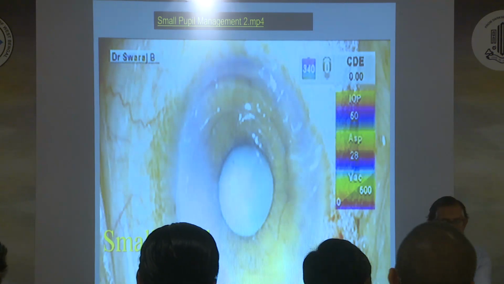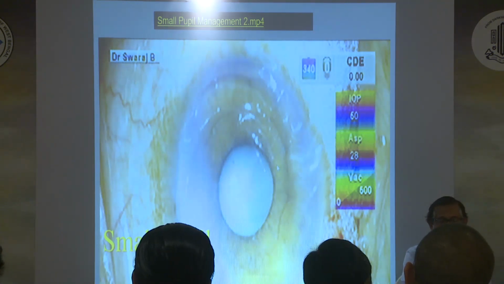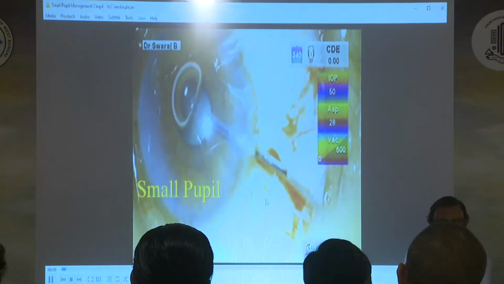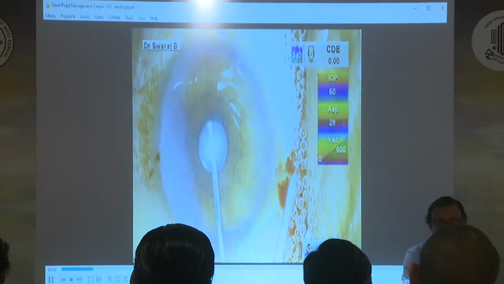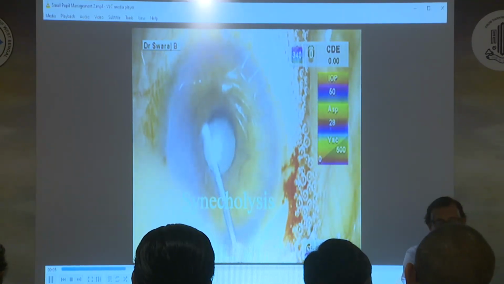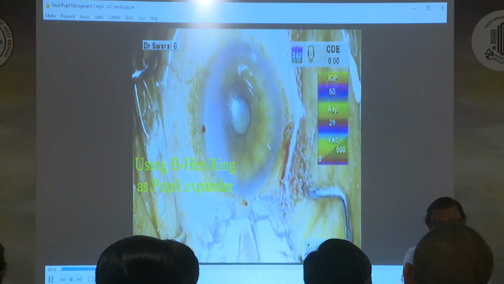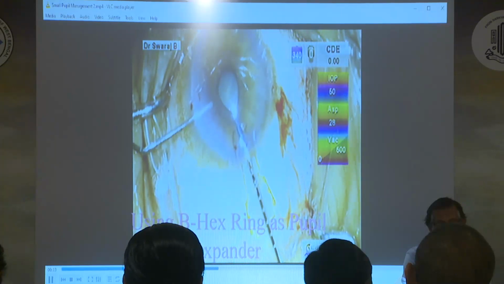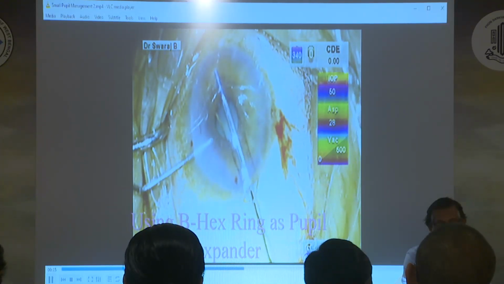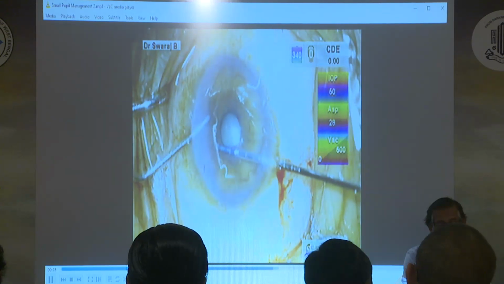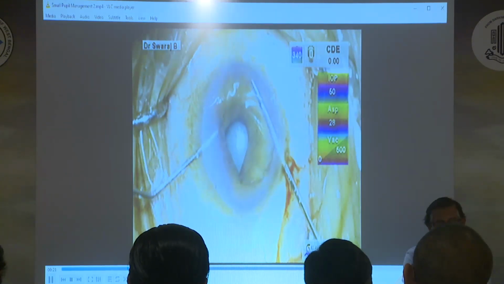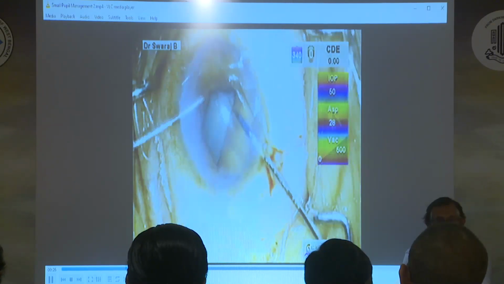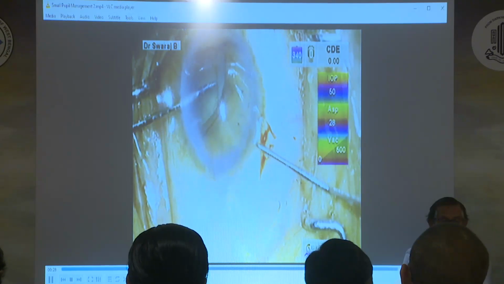I would like to give an example of a small pupil where we are trying to use all the maneuvers in the form of viscodilatation, then synechiolysis, but it's not helping us well. Then we are using a BHAX ring. Here we are using a BHAX forceps, specifically designed by one of our ISAC members, Dr. Chauvin. Everyone of us knows him. In a similar way, the flanges with the holes are introduced one by one, and we end up with a beautiful hexagonal pupil.